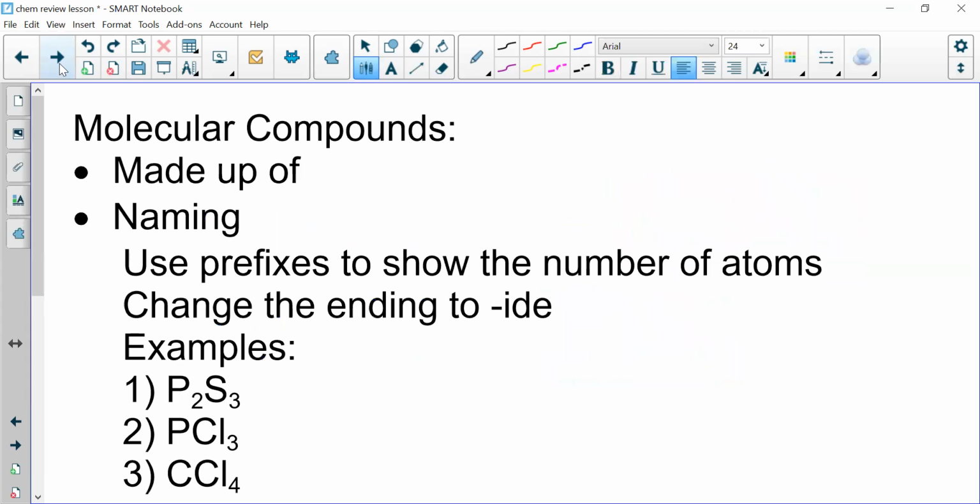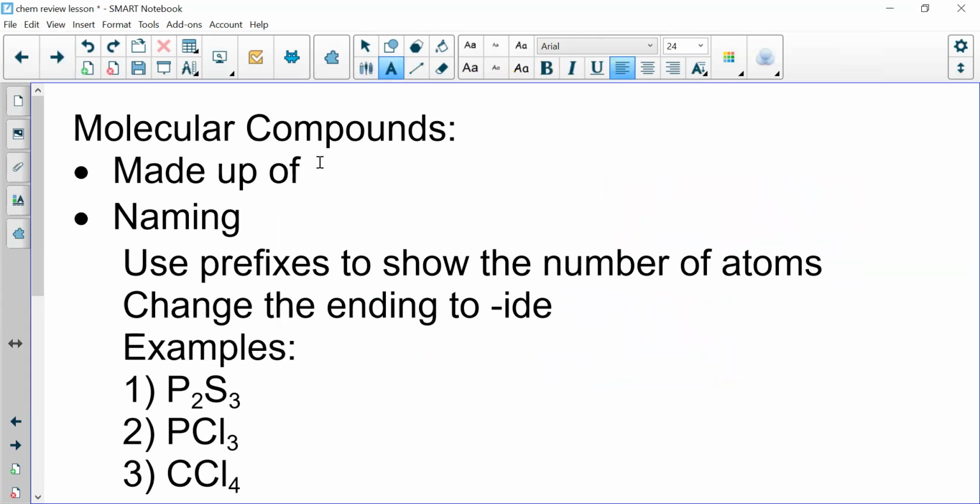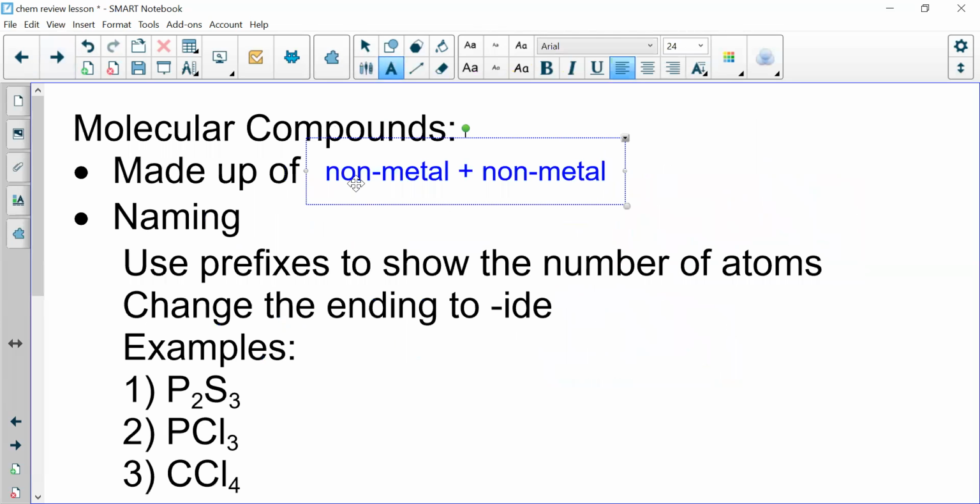Okay, let's move to molecular. What's the difference? What are molecular compounds made up of? Non-metal plus a non-metal. Awesome. Thank you. Yeah, so it's going to be a non-metal and a non-metal. So with molecular compounds, they are sharing electrons. It's a covalent bond. We don't have ion charges being formed, so we don't look at the charges. There's no transfer of electrons. There's no positives and negatives here. They're sharing. So with molecular compounds, you use prefixes to show the number of atoms that are in the compound.